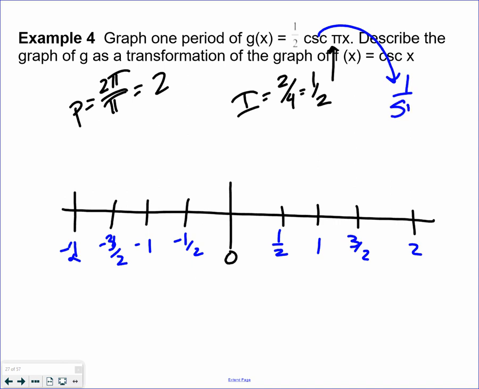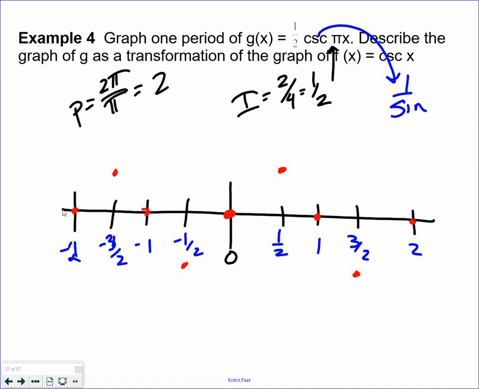Cosecant. Cosecant is 1 over sine. So the underlying curve is a sine curve. So I'm going to draw in, so it starts on the midline, a sine curve. Oops. That dot is incorrect. I'll erase it in a second. This one is not supposed to be there.